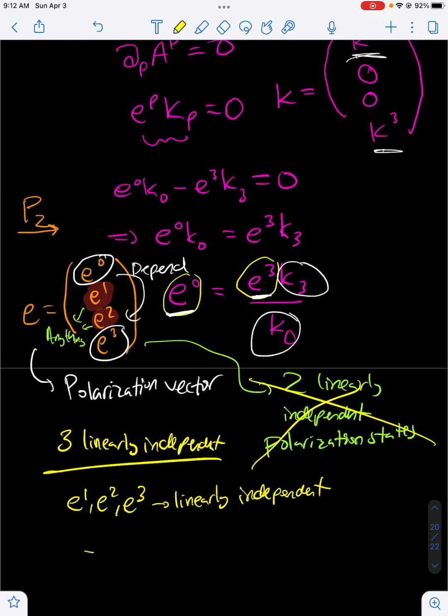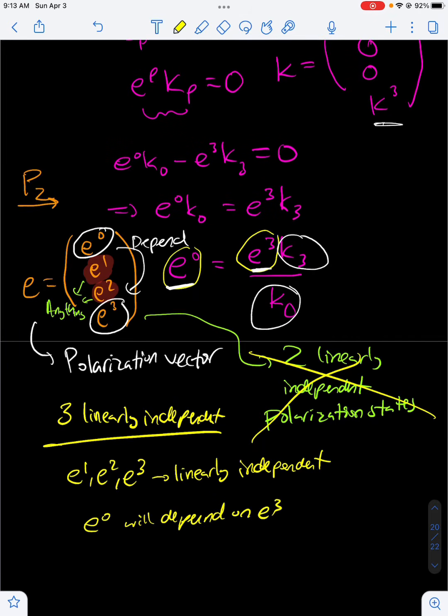And then E naught will depend on E3. So we can choose the bottom entries to be whatever we want, and it's just that E naught will depend on what we chose for E3. By saying that, we can conclude that it has only 3 linearly independent states instead of 2, right? But my problem with this argument is that it goes both ways. We can just say that, oh no, E0, E1, and E2 are the linearly independent components, and then E3 depends on E0, right?